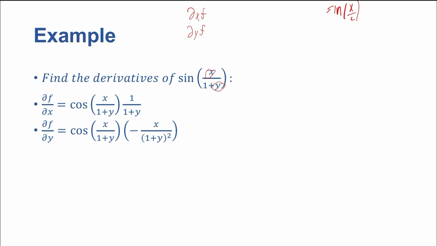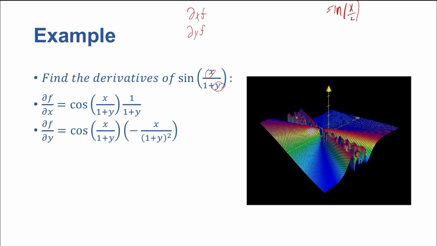We still get the cosine of x over 1 plus y. That stays the same. But then we need to multiply by the derivative of the inside function. Because 1 plus y is in the denominator, we need to use the chain rule again. We get negative x over 1 plus y squared. So that's the partial derivative with respect to y of sine of x over 1 plus y.